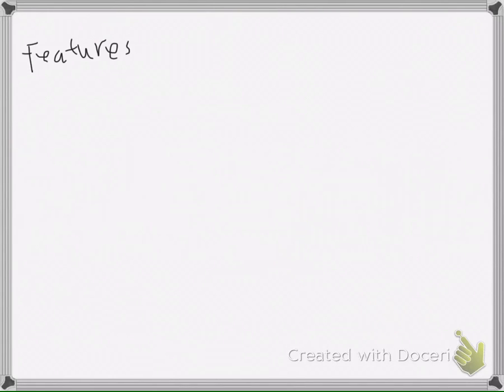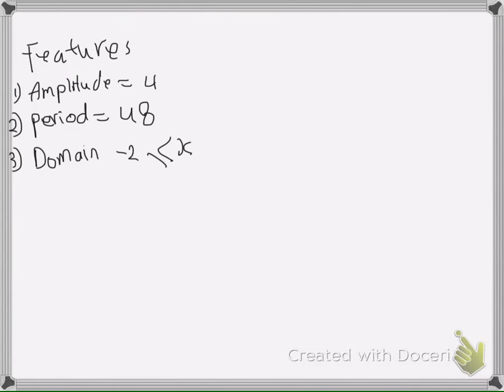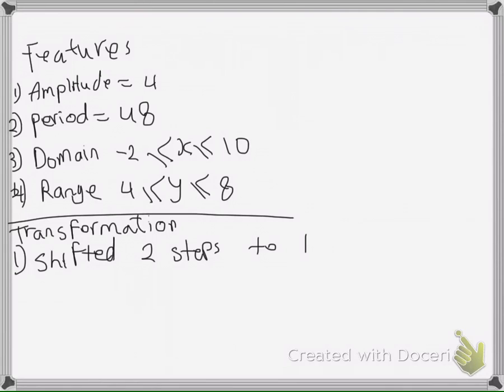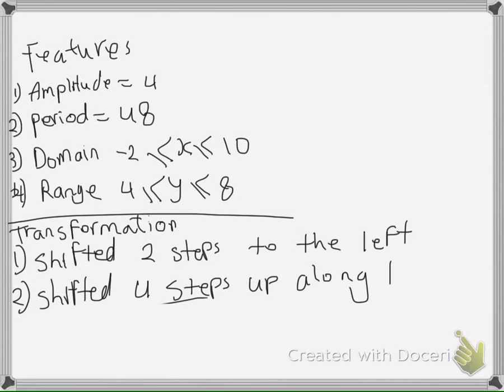Okay, the next thing we're going to talk about is the features of the shape. The first feature is the amplitude, which is 4, the period is 48, and the domain is x greater than -2 and less than 10. The range is y greater than 4, less than 8. The next thing we can talk about is the transformations. Because we've started at (-2, 4), it means that it's been shifted 2 steps to the left along the x-axis, and shifted 4 steps up along the y-axis.